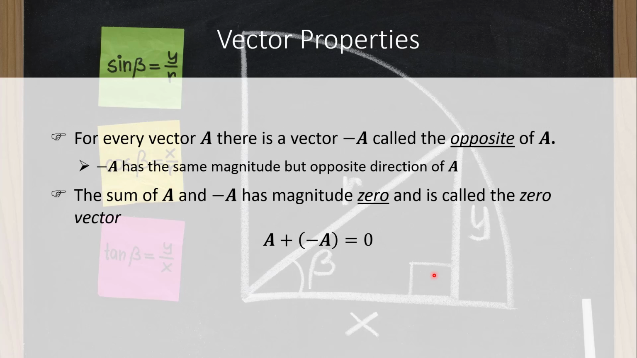Now, there's a few other vector properties to talk about, and these are consistent with the real numbers. Once again, for every vector a, there is a vector negative a, and we call that the opposite of a. Basically, it has the same magnitude, but the direction is opposite of a. And if you added those two together, you would have a vector with magnitude 0, and we would call that the zero vector. It's also considered the identity vector for the entire vector space.